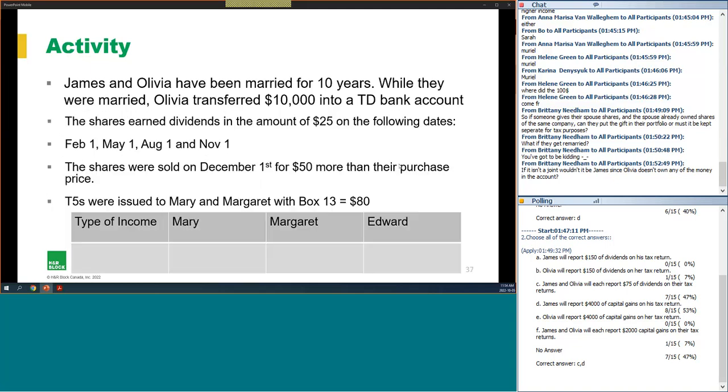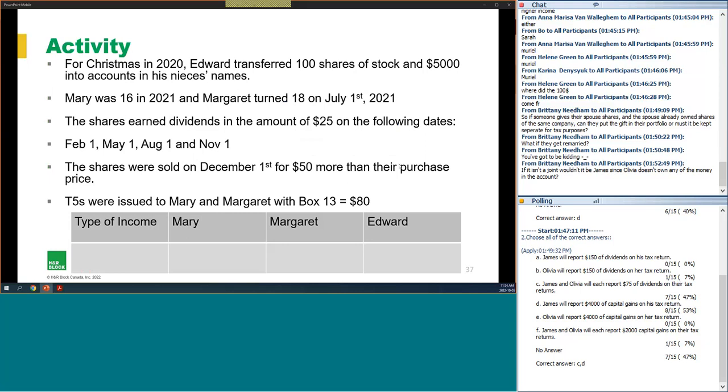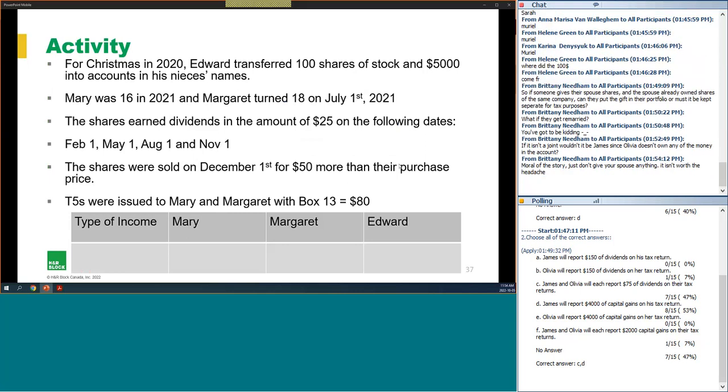All right, let's do another one. We have Edward. For Christmas in 2020, Edward transferred 100 shares of stock and $5,000 of accounts into his nieces' names. Okay, Mary was 16 in 2021. Margaret turned 18 on July 1st, 2021. We have some shares. We have some sale of some shares. And we have some interest from the bank account. We're going to deal with all of it.